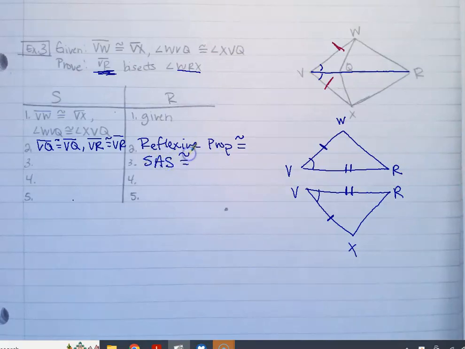So what's that say about the triangles? The triangles are congruent. You have to name them though. Triangle VWR is congruent to VXR. Perfect. Okay. So now we've got triangles are congruent, but we're still trying to prove that VR bisects angle WRX.